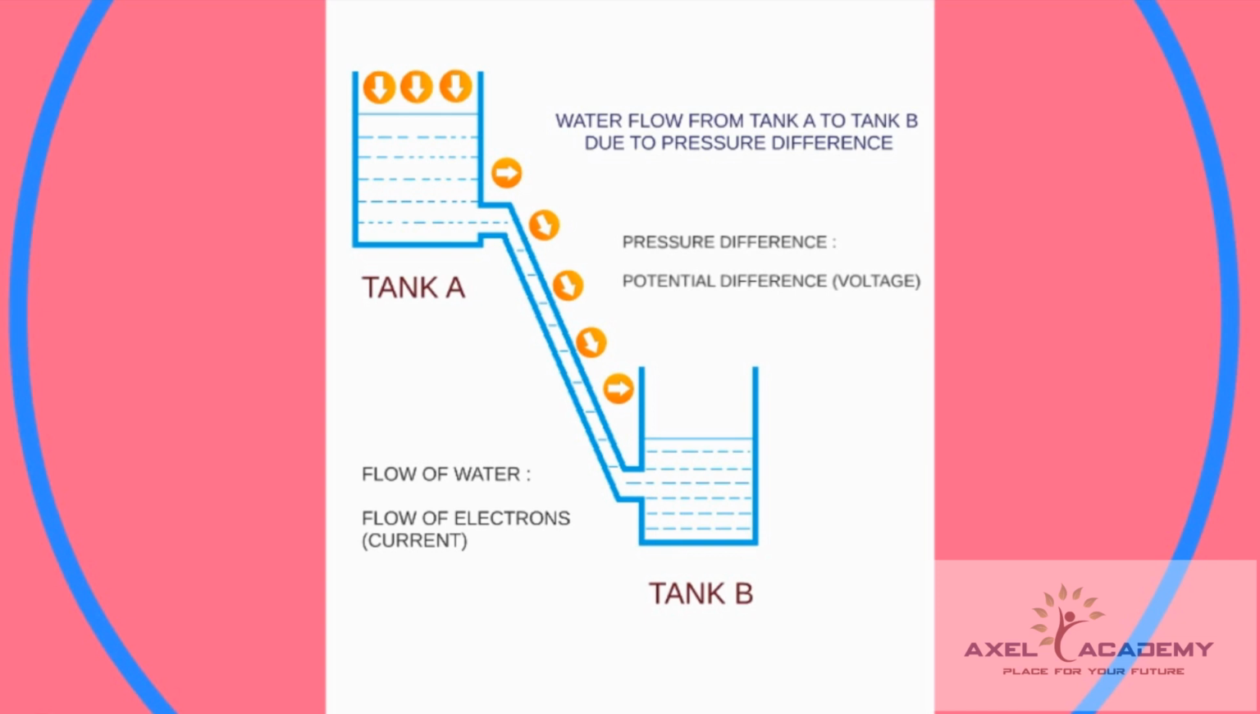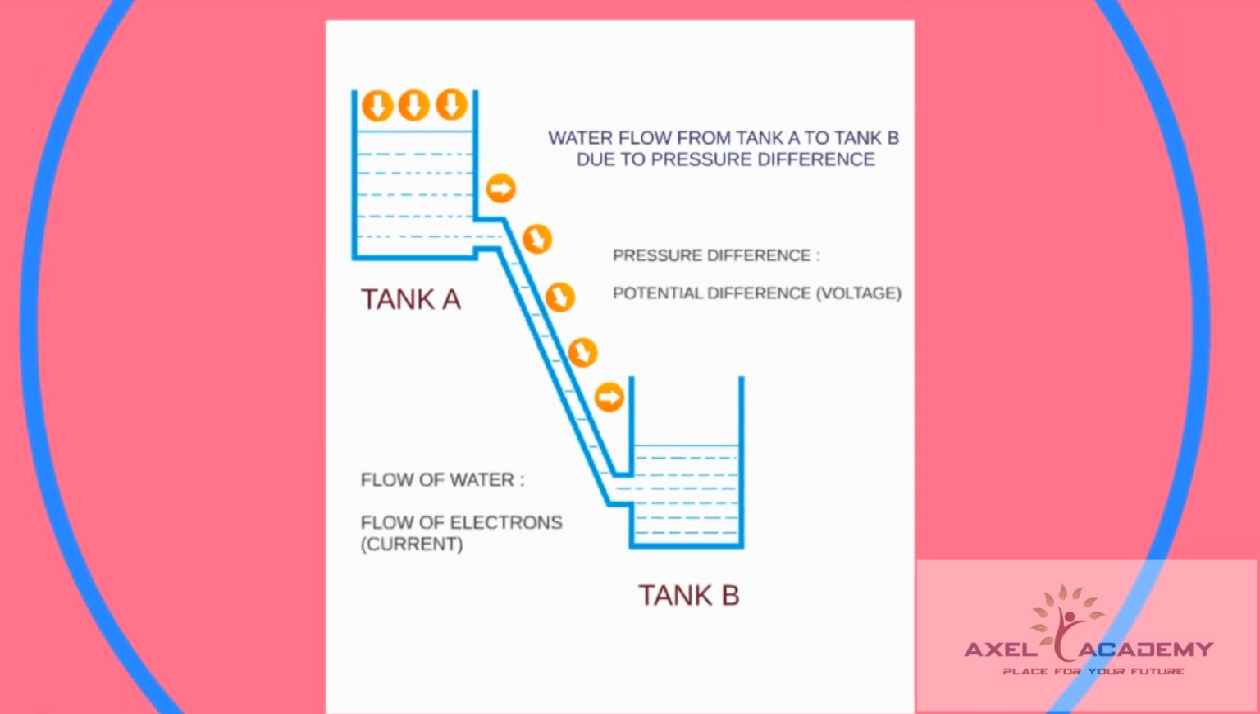When a tube, that is a conductor, is connected between these two ends, the flow of water or the flow of electrons is happening inside it. The height difference is taken as potential difference, that is voltage, and the flow of water is taken as flow of electrons, that is current.